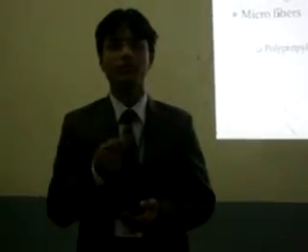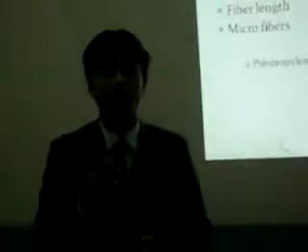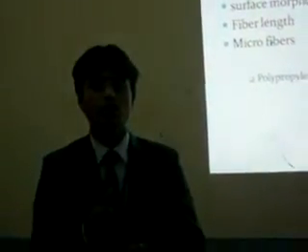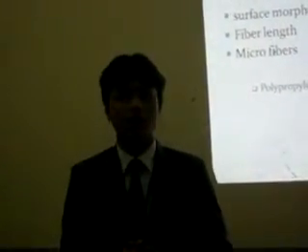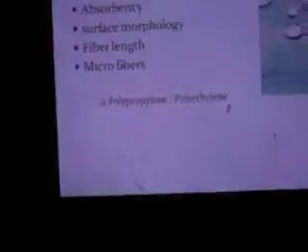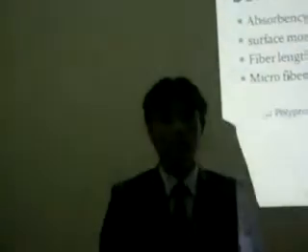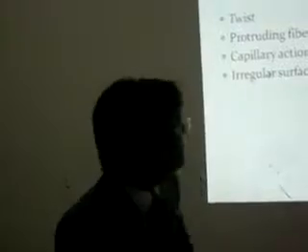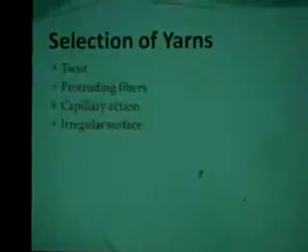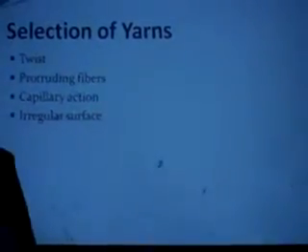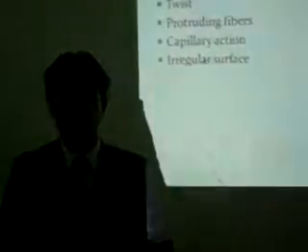Fabrics made from microfibers can meet the high specifications of barrier properties. The most common fiber types used for surgical gowns and drapes are polypropylene and polyethylene fiber. Now, the selection of yarns for surgical gown apparel. The second component of a fabric is yarn, which is produced from fibers.